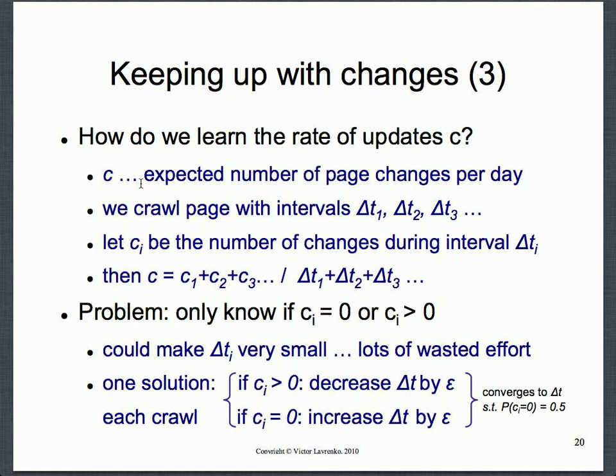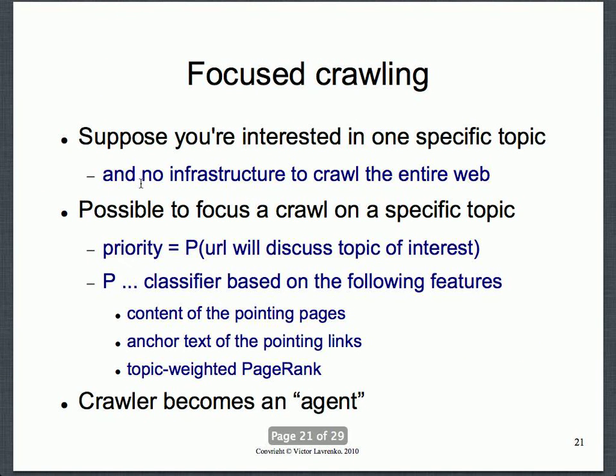So what that'll do is, if you keep crawling it and the page keeps changing, you'll start crawling it faster and faster and faster. And eventually, if you increase and decrease by the same epsilon, you'll reach an equilibrium where about half the time the page will have changed, and half the time it will be the same as the last time you've crawled it. So basically that would allow you to get to some reasonable crawl frequency for a particular page. Okay. So that's how you would normally set the priorities.